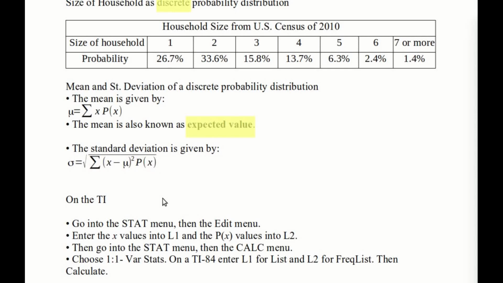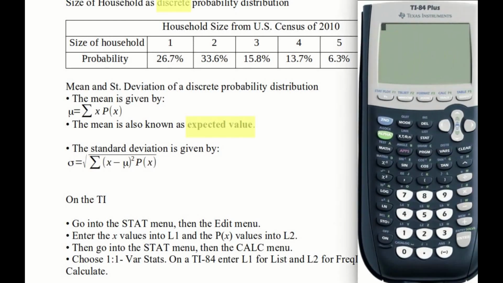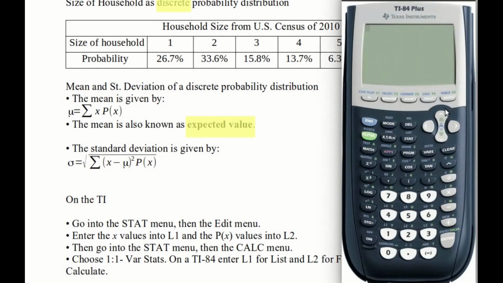Now let's take a look at doing this in our calculator. So here's our calculator, and let's go through and compute the mean and the standard deviation for this data. So the first thing we're going to do is go into the Stat menu. We're going to leave Edit selected and press Enter. We're now going to load this data. I've already loaded the household sizes, so 1 through 7. So now I'm going to load the probabilities.